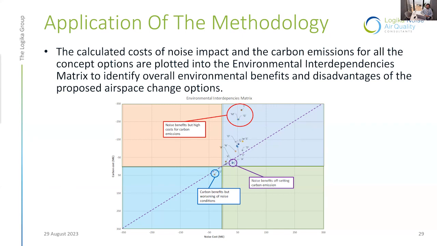environmental interdependencies matrix. And what we found was that there were options that could provide noise benefits, but at the expense of a very high cost for carbon emissions. There were other options that would provide carbon benefits, worsening the noise conditions. And then there were other options that would provide noise benefits while offsetting the carbon emissions. So it seems that could provide an overall unacceptable environmental outcome for the airspace options.